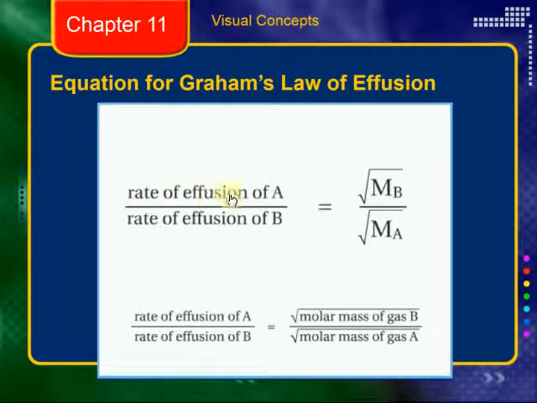So rate of effusion of A, A's on top, to rate of effusion of B, B's on the bottom, is equal to square root of molar mass B, which is now on the top, over square root of molar mass of A, which is now on the bottom. So be aware of that. Be aware of this and know it real well.